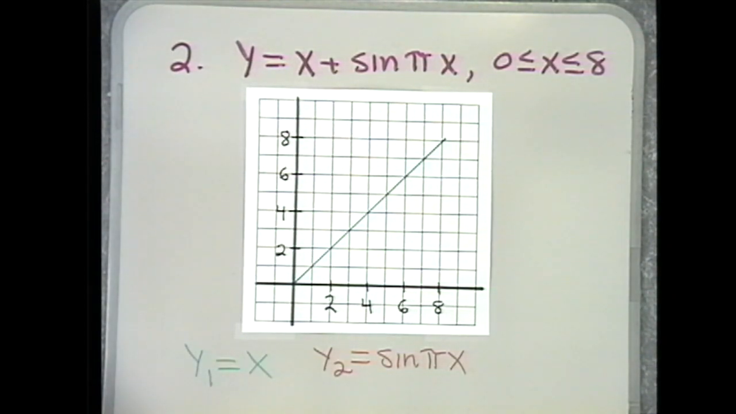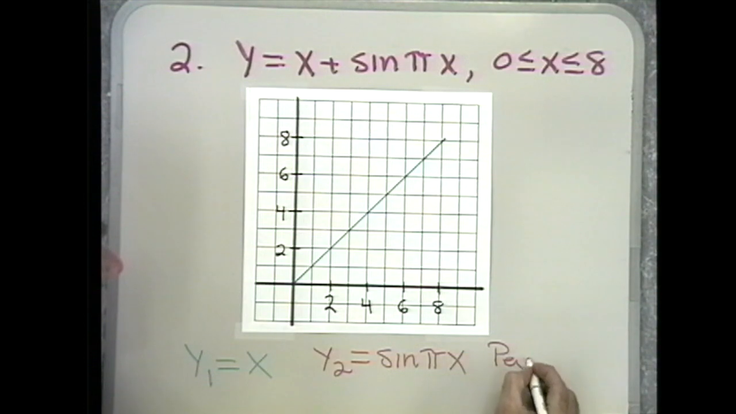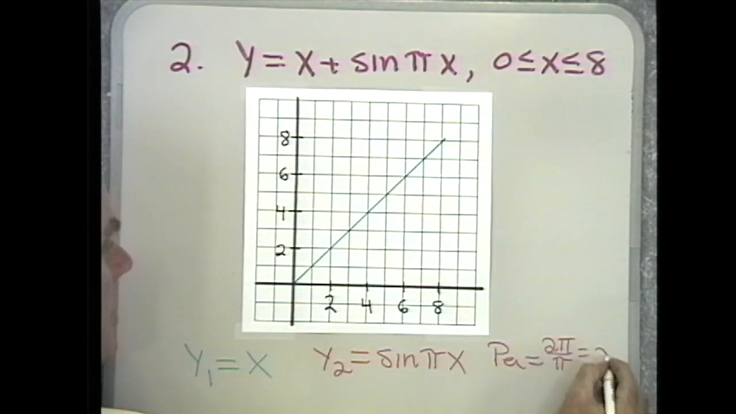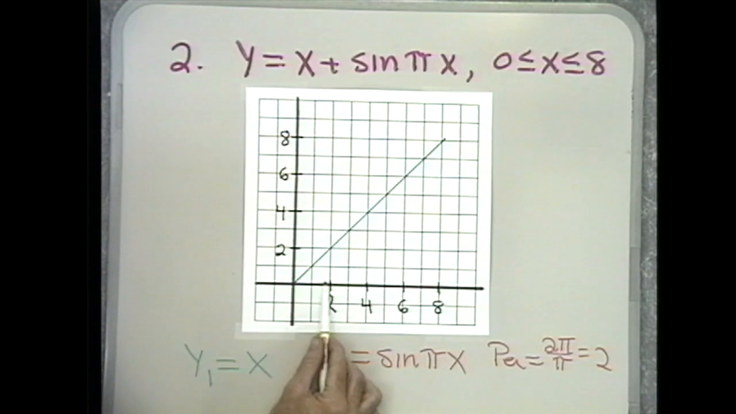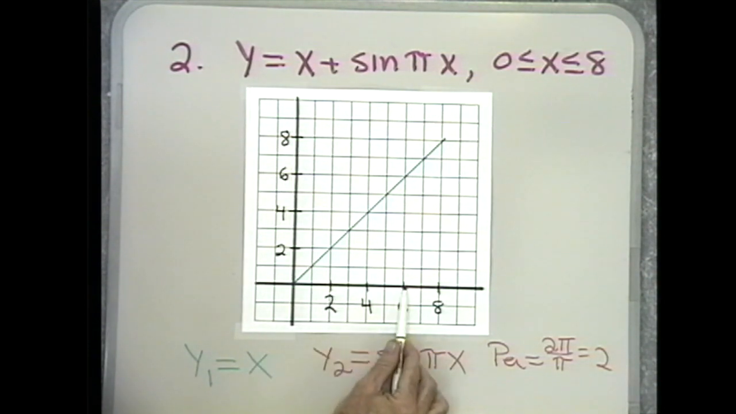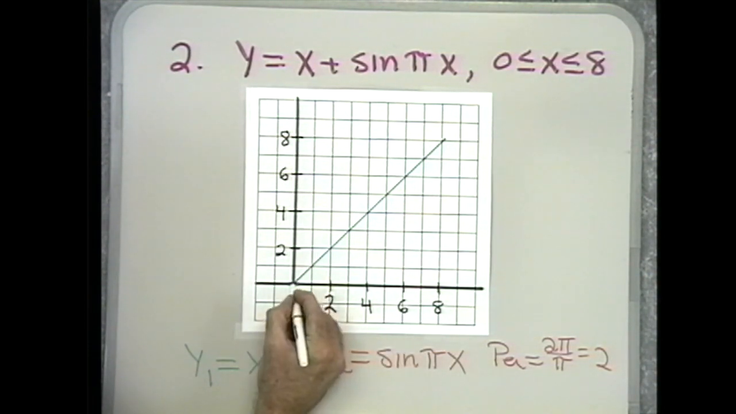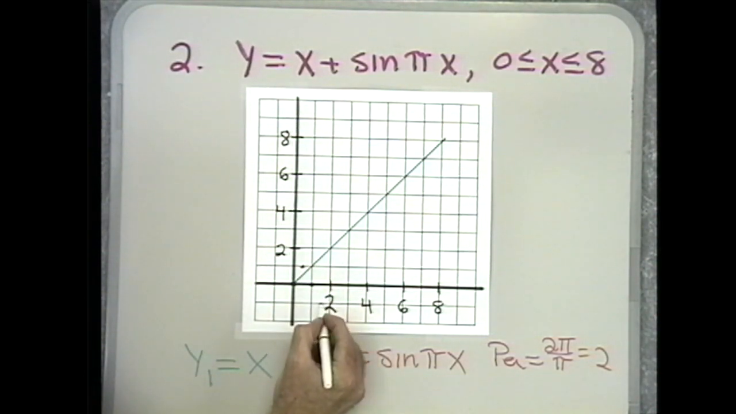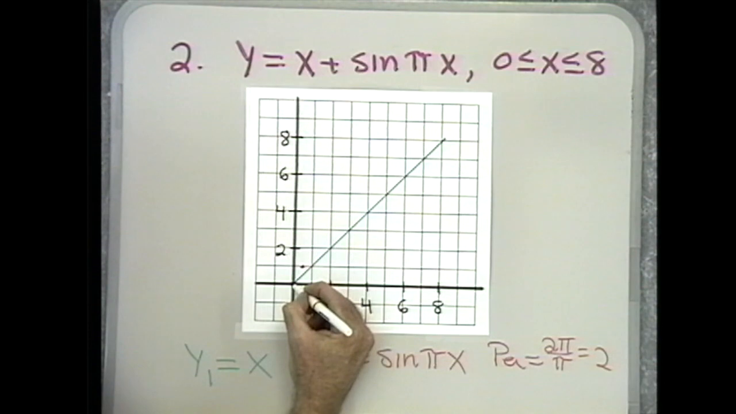Now I'm going to graph my second function here. y2 is equal to sine pi x. This has a period of 2 pi divided by pi, which comes out to be 2. So it's going to be just a regular sine curve with an amplitude of 1. It'll go through one complete cycle between 0 and 2, 2 and 4, 4 and 6, and so forth. So it'll start here at 0. It will go up to 1, back down to 0, down to negative 1, and back up to 1.